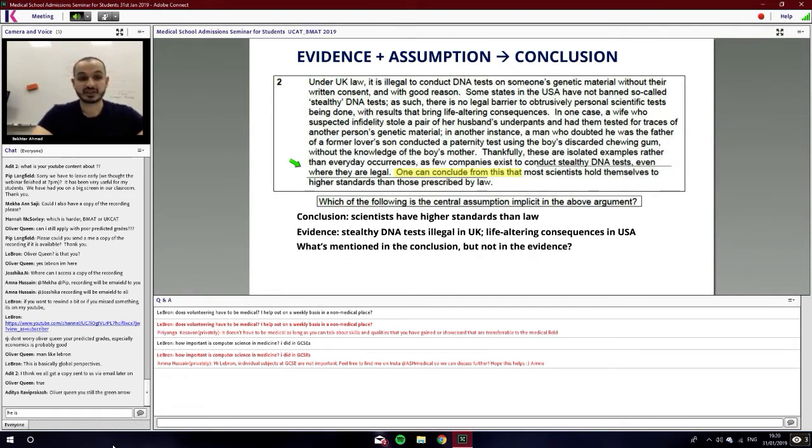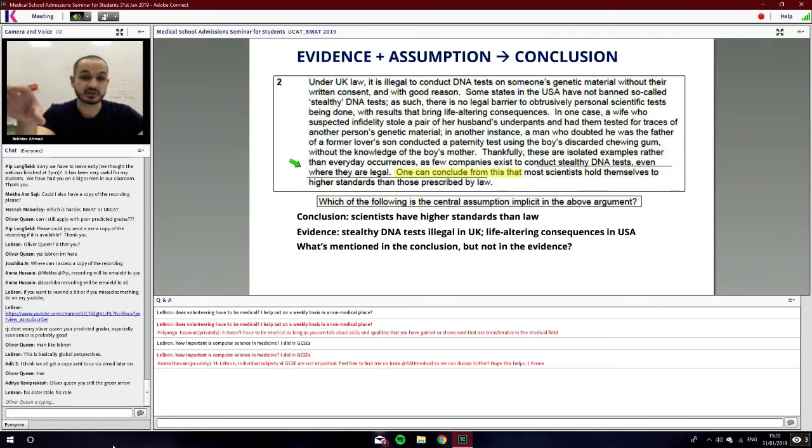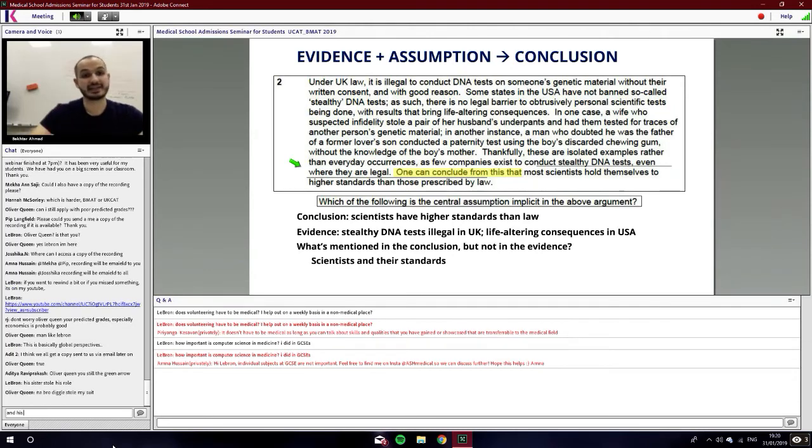Now, your assumption here, okay, is something that's going to be mentioned in the evidence, but not in the conclusion. So in this case, it's fair to say that scientists and their standards, or how they think and how they do things, and the consequences they'll be facing, is the assumption, because that's the link between the two.